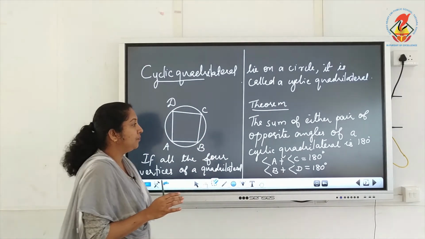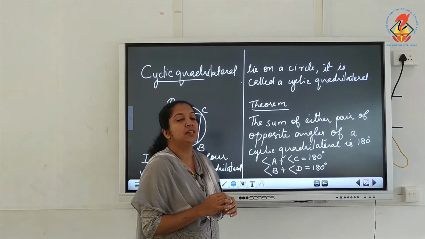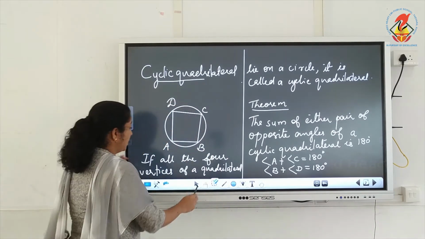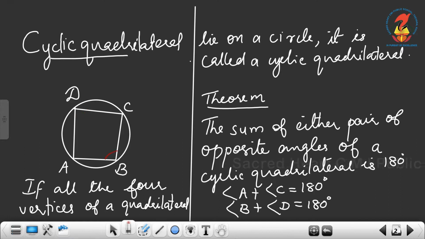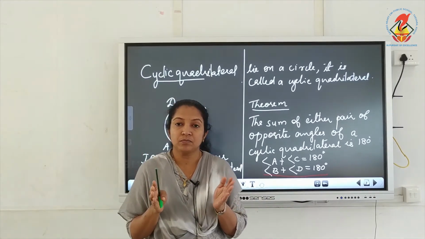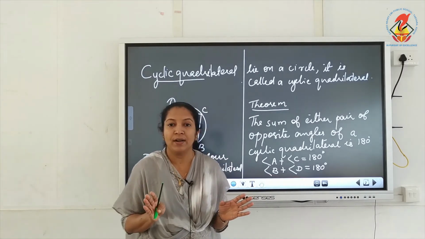Then the theorem: the sum of either pair of opposite angles of a cyclic quadrilateral is 180 degrees. If it is a cyclic quadrilateral, the sum of opposite angles is 180 degrees. That means angle A plus angle C is equal to 180 degrees, and angle B plus angle D is equal to 180 degrees. So for doing the problems we can use this result. If you are given a cyclic quadrilateral, we can say that the sum of opposite angles is 180 degrees.